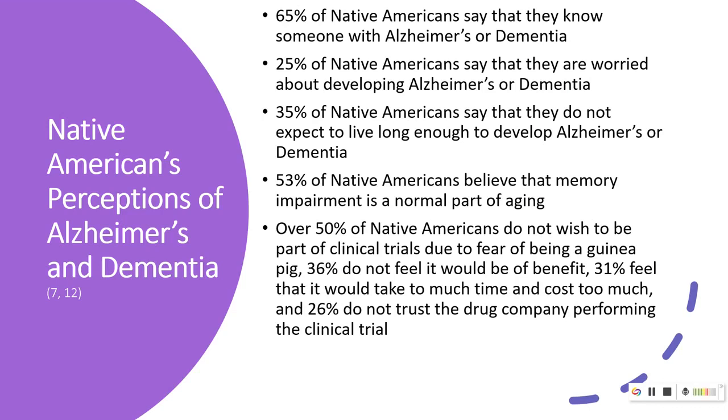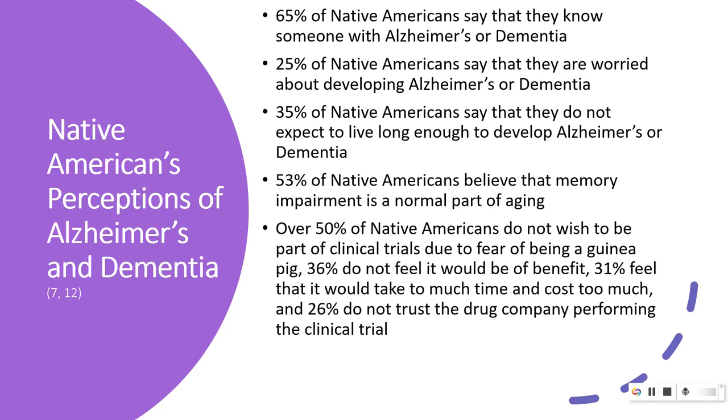So, the Native Americans' perceptions of Alzheimer's and dementia. As more Native Americans are being diagnosed and the term dementia is becoming used more often, the perceptions of Alzheimer's and dementia are kind of interesting. So we find that 65% of Native Americans say that they know someone with Alzheimer's or dementia.